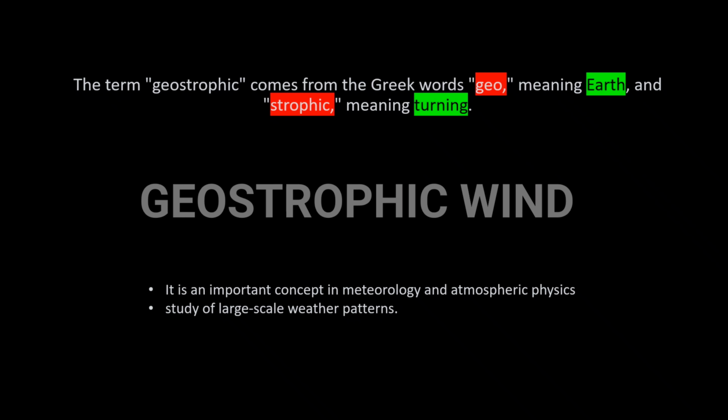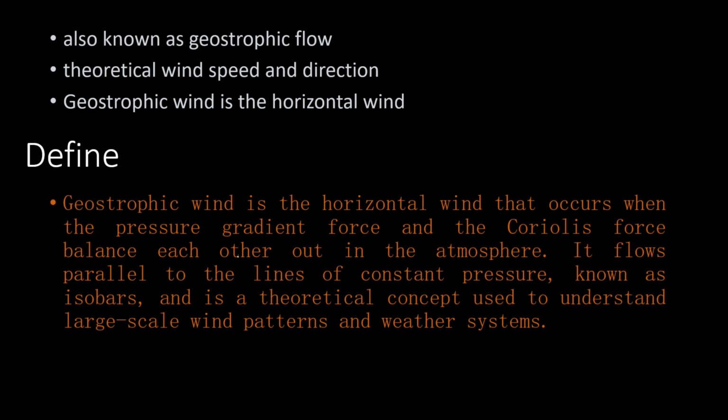The term geostrophic actually comes from the Greek word geo, meaning earth. As geographers, all of us know what geo means. That is earth. And strophic means turning. It is also known as geostrophic flow. It is a theoretical wind and direction. That means it's just a theory.